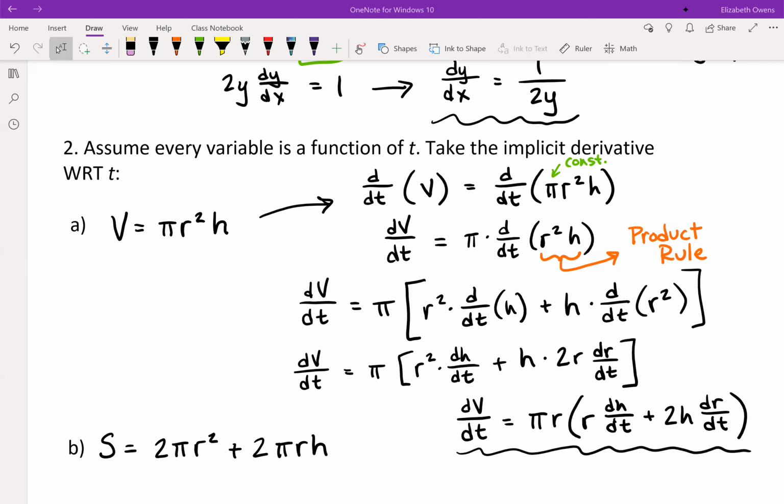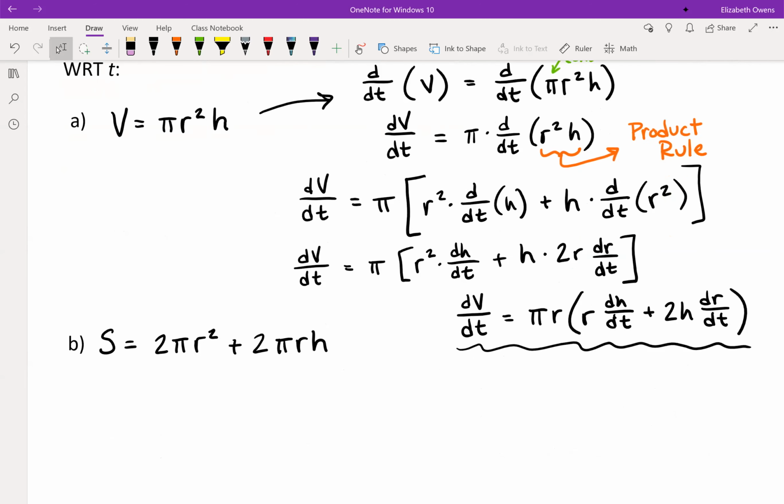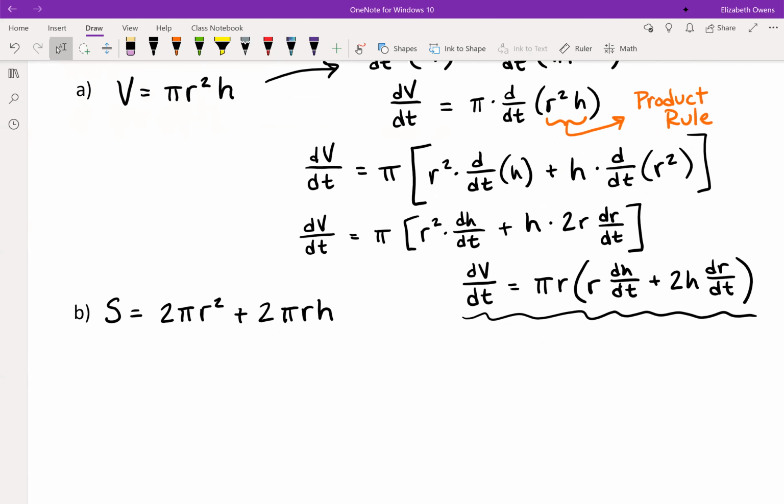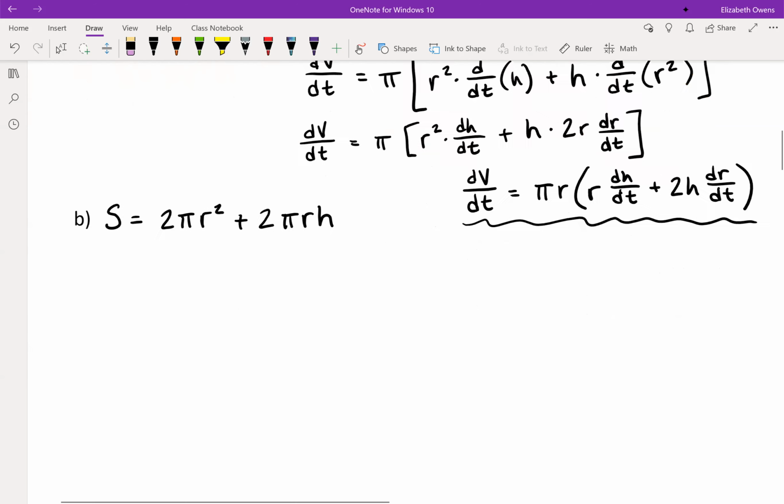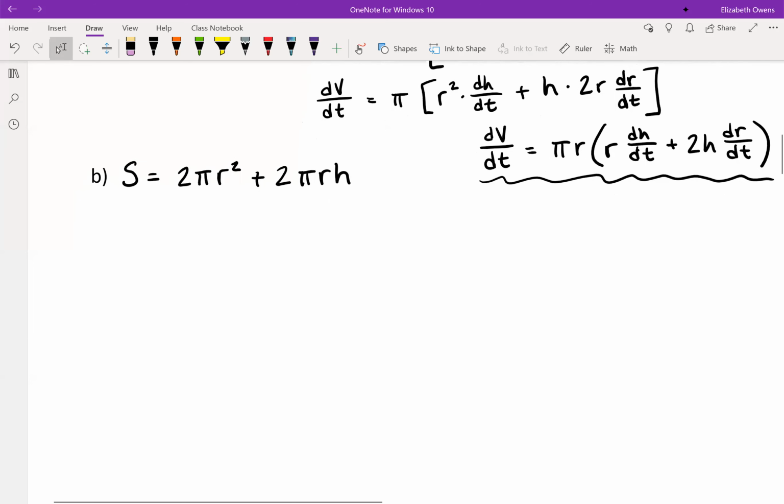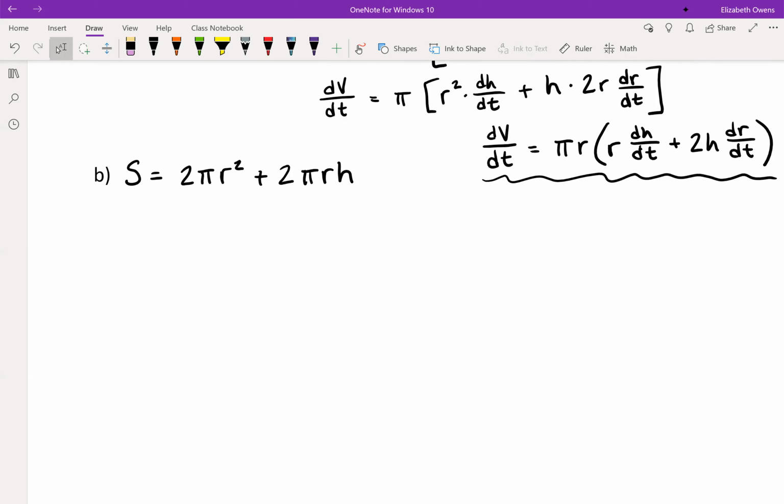So let's try another equation here. Do our last little warm up. Again, we're assuming every variable is a function of t. So r and h are still functions of t, and then so is s now. The process is going to look pretty similar here. We'll take the derivative of everything, both sides of the equation, with respect to t.